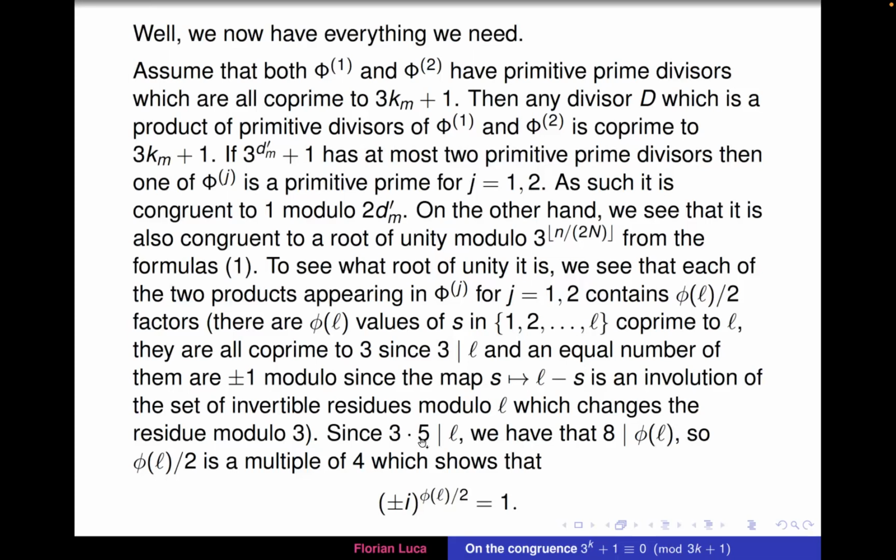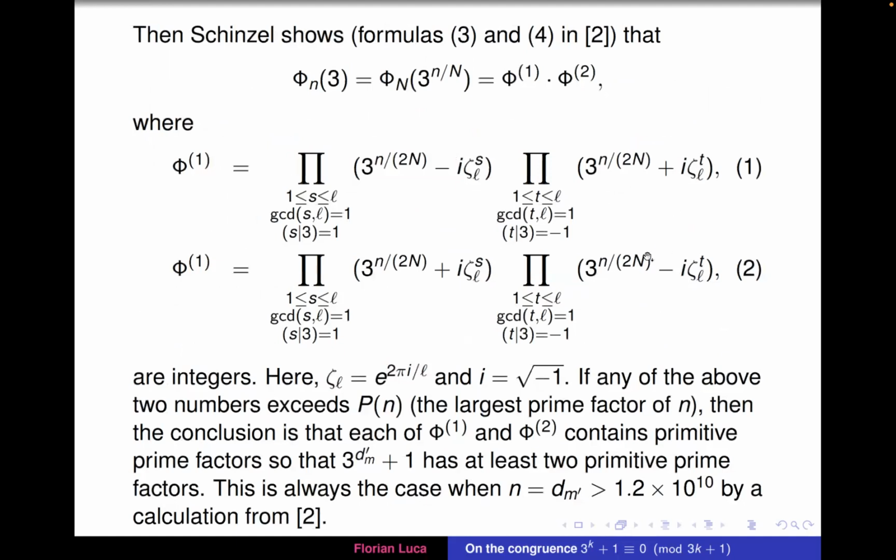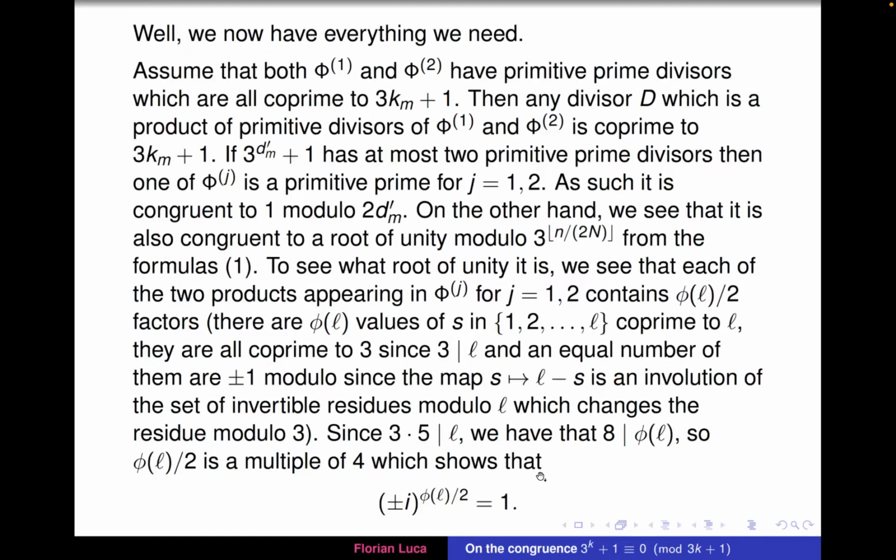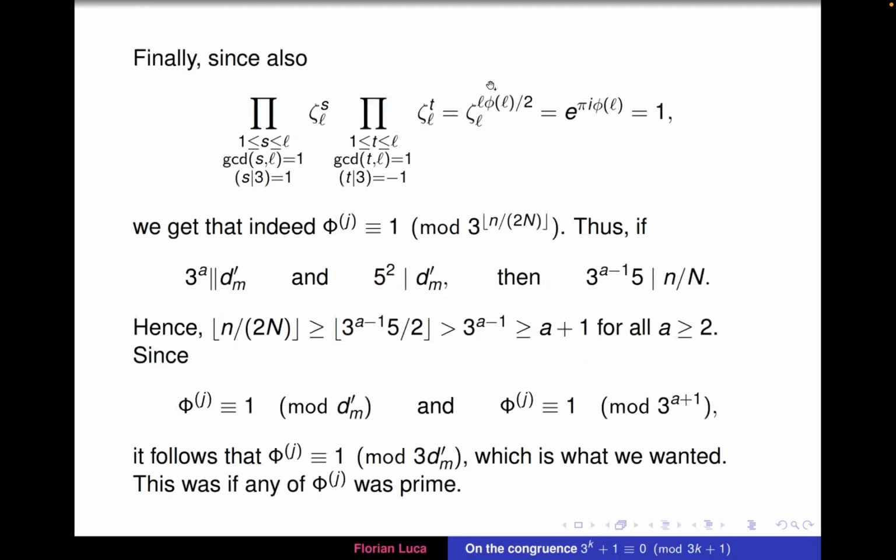Well, L is divisible by 15. So H divides phi of L. So phi of L over 2 is a multiple of 4. So if I go over here and I look at this calculation in here, I get that the last coefficient has to be 1. And so I get what I want. I get that any one of these factors is congruent to 1 modulo a large power of 3.